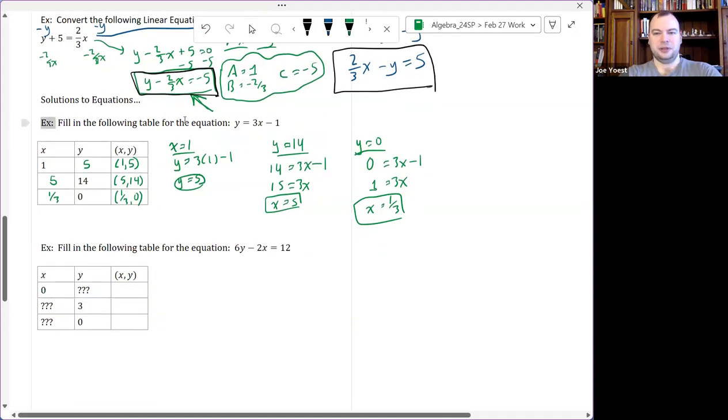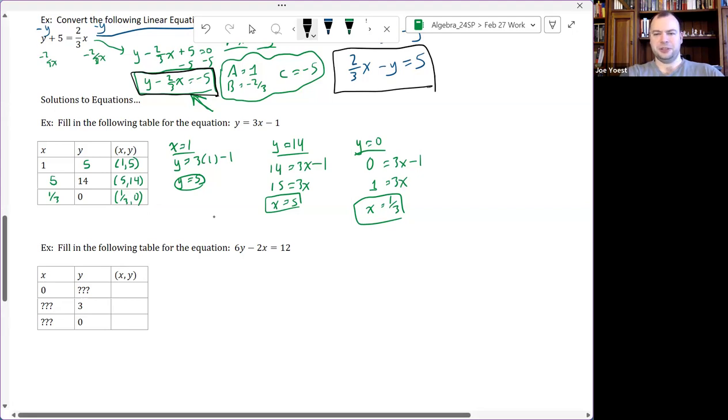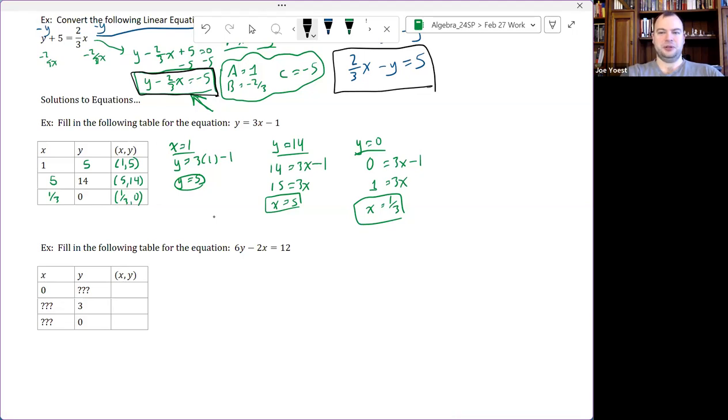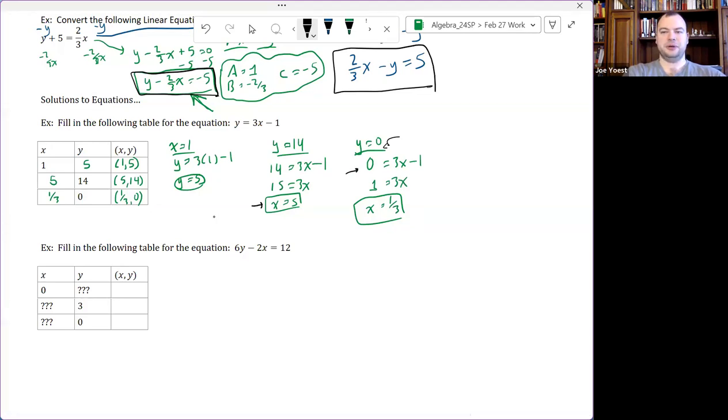Okay, so if we want to fill in the table for y equals 3x minus 1, when x equals 1, we see that y has to be 5. Pretty simple calculation there. When y is 14, we have 14 equals 3x minus 1, and we solve that for x to figure out the associated value for x that we need. And that turns out to be x equals 5. And when y is 0, what value of x do we need? We need to solve the linear equation 0 equals 3x minus 1, and we get x equals 1/3.